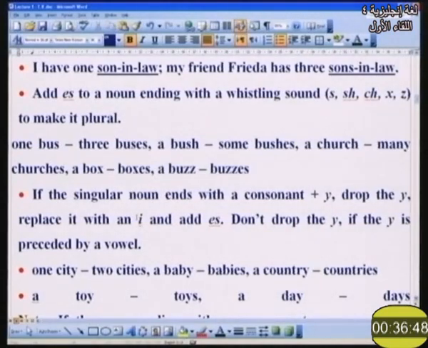So what happens if the Y is not preceded by a consonant, if it is preceded by a vowel? He says don't drop the Y. If the Y is preceded, يعني مسبوق, by a vowel, then what should I do? Just add an S, not an ES. I would not drop the Y, I would not put an I, I would not make any changes to the word. I'll just put an S.